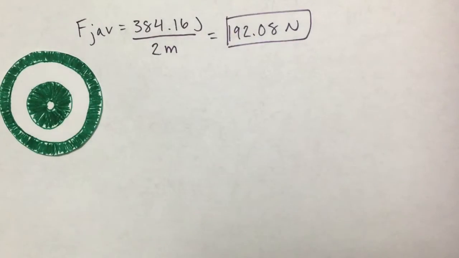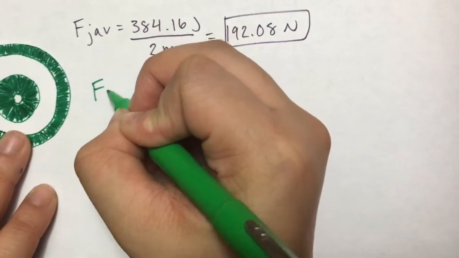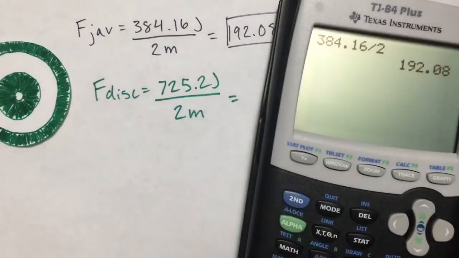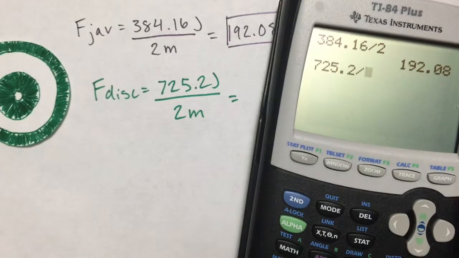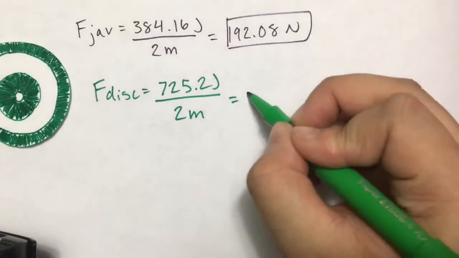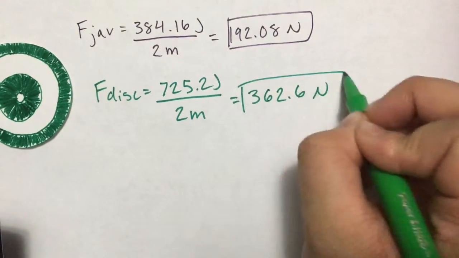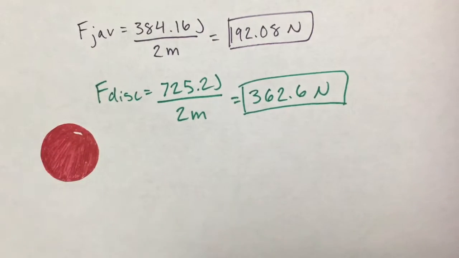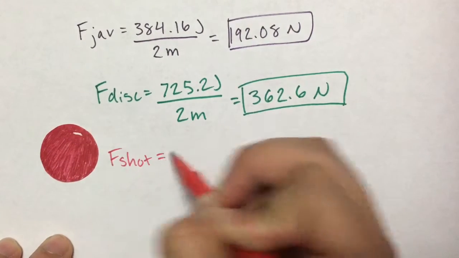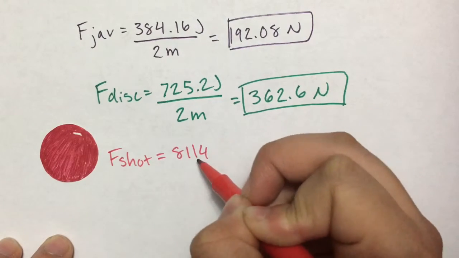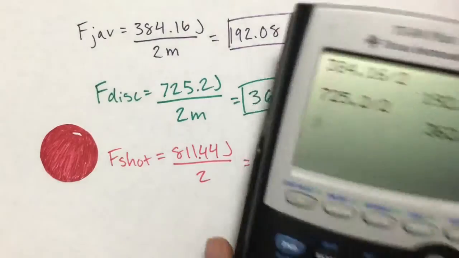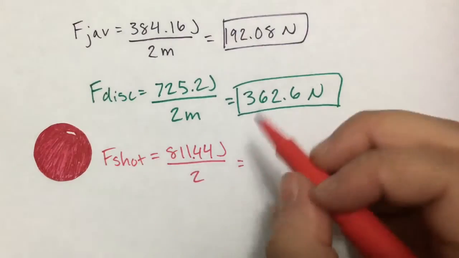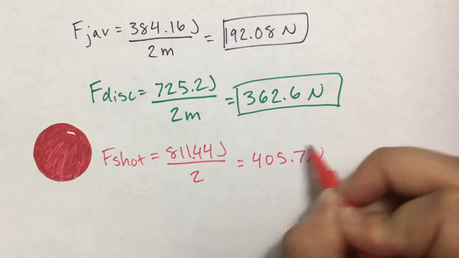Next we find the force for the discus, and we know that the kinetic energy for the discus is 725.2 joules. We divide by 2 and we should get 362.6 newtons. Last but not least, we find the force for the shot. And we know that the kinetic energy for the shot is 811.44 joules. Divide by 2 meters and we get 405.7 newtons.